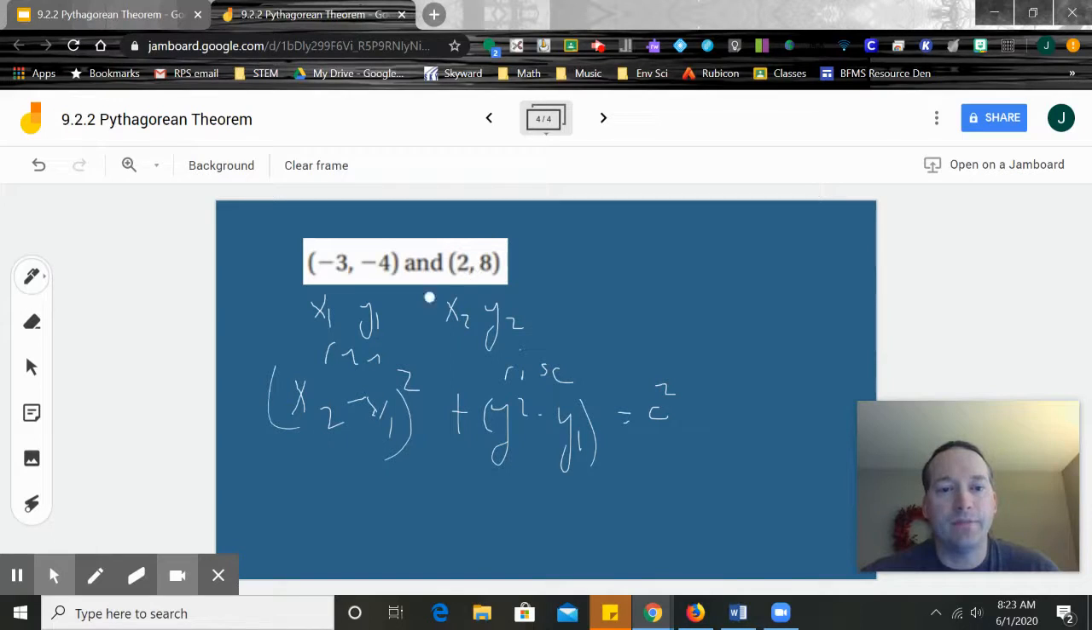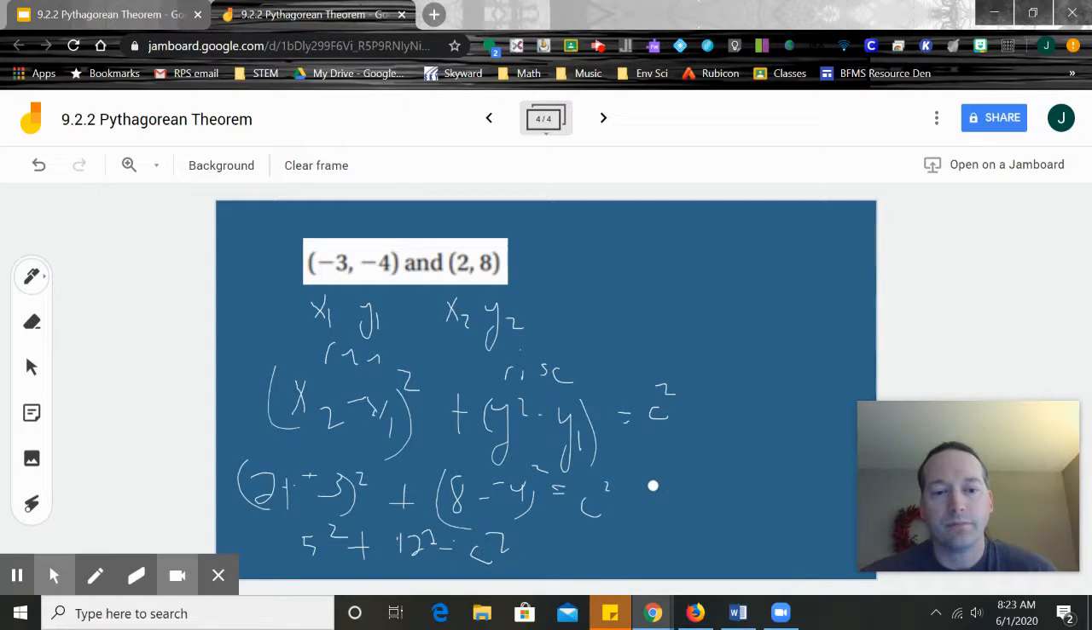So x2 minus x1, so we'll do 2 minus negative 3. That's going to get squared. And this one is 8 minus negative 4. We're going to square that, and that's going to equal c squared. So 2 minus negative 3 is going to be 2 plus 3, or 5 squared. 8 minus negative 4 is going to be 12. So that's 12 squared, and that's going to equal c squared.